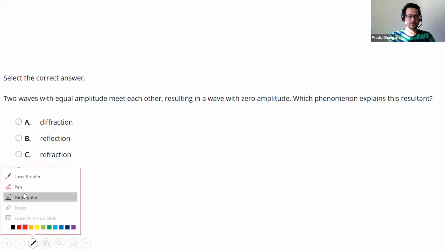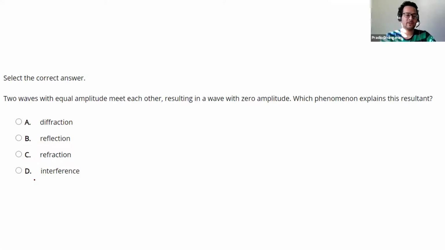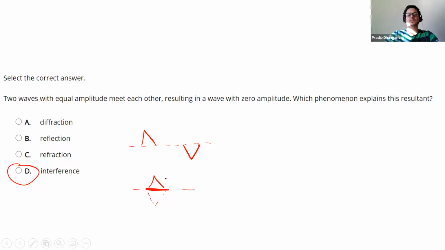Okay, let me explain this problem. The correct choice is D, interference. Two waves with equal amplitude meet each other, and the resulting wave has zero amplitude, which means they should be out of phase. When they meet, they overlap each other, and you have to take the negative amplitude for one of them. So the final resultant amplitude becomes zero. This phenomenon is called destructive interference, okay?